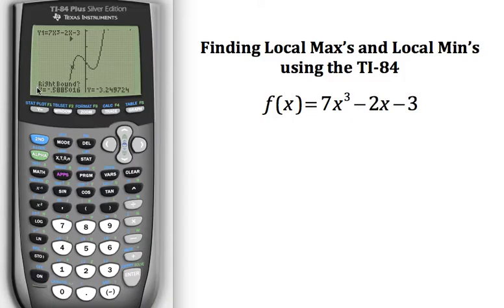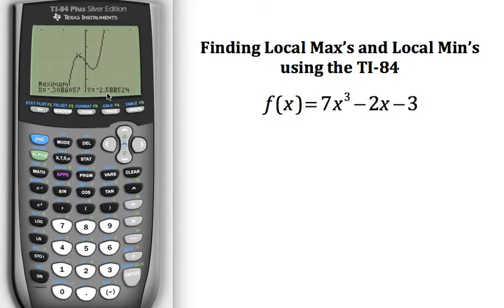Then it's going to tell me to go to the right bound, or right side, of that max. I want to make sure I crest that hill plenty good. Hit enter. Now it's going to want you to guess where that maximum is. Technically, you can just hit enter, but I always like to arrow back over to where I think that max is going to be. Hit enter. My maximum point is at x equals negative 0.31, and the y value is negative 2.59.